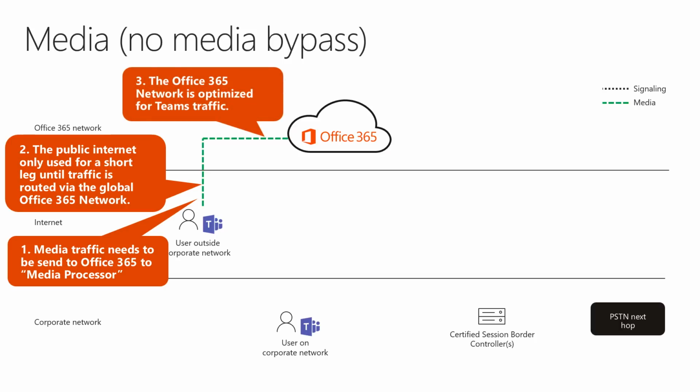As said, the Office 365 network is optimized for Teams traffic. Very similar for internal users, it is exactly the same. From the corporate network, it will go over the internet to the Office 365 network. Since this is the corporate network that you manage, hopefully you have optimized your access to the Office 365 network and you can go as direct as possible.